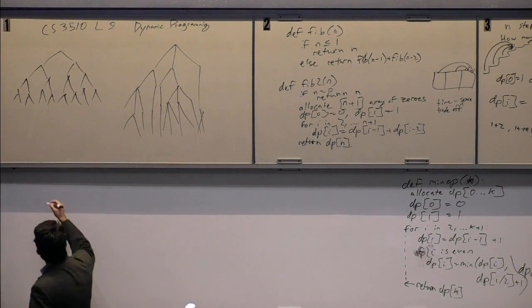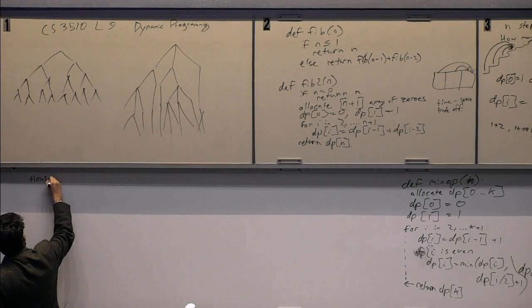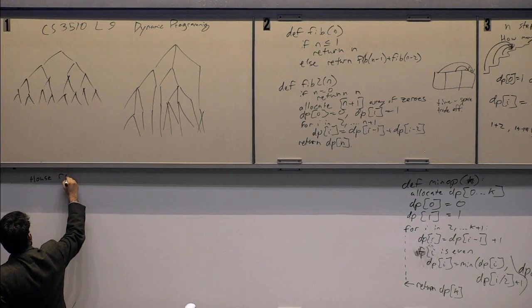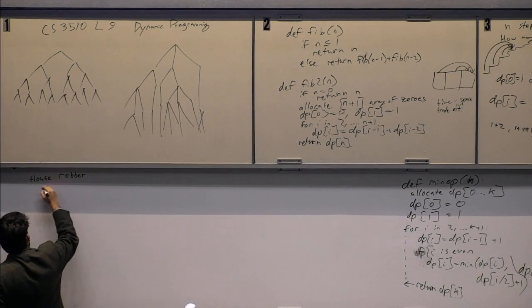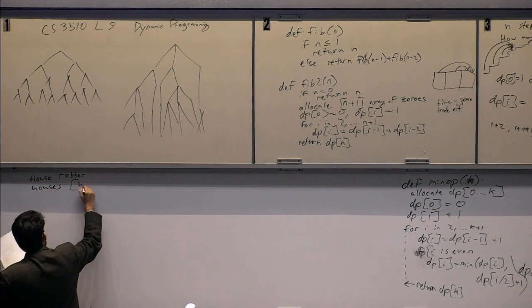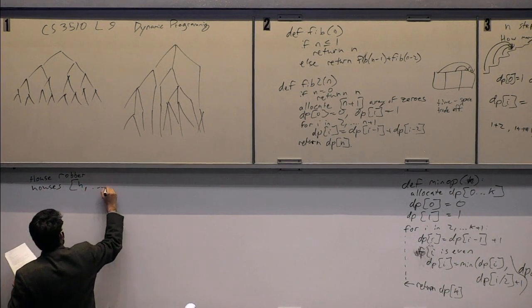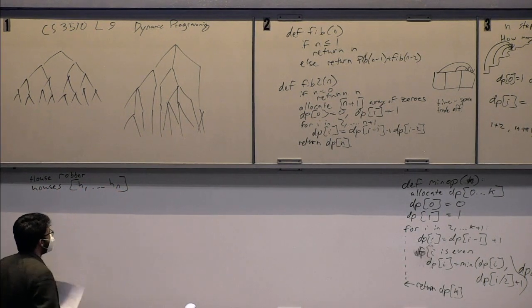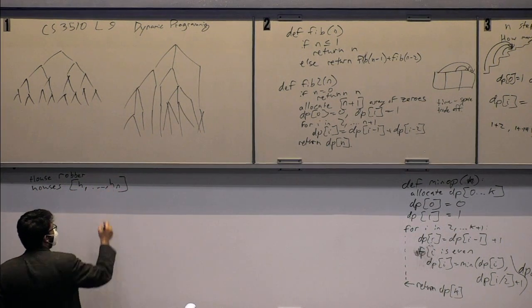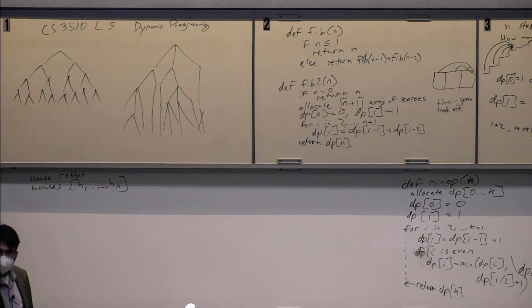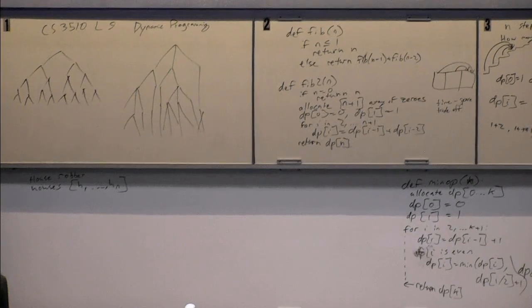All right, this is a classic problem, house robber. You're given houses of value h1 to hn, and you are a robber on the street. This is a street of houses, and you want to rob houses on this street. But you cannot rob two consecutive houses, right? So what is the maximum amount that you can rob from houses h1 to hn?